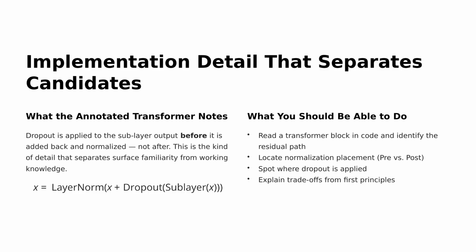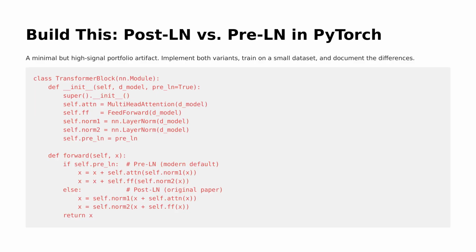Here's one of those implementation details that really separates candidates. In the annotated transformer, dropout is applied to the sublayer output before it's added back through the residual connection and normalized, not after. You should be able to look at a transformer block in code, trace the residual path, identify whether normalization is pre or post layer, and explain why those choices affect stability, training behavior, and model performance.